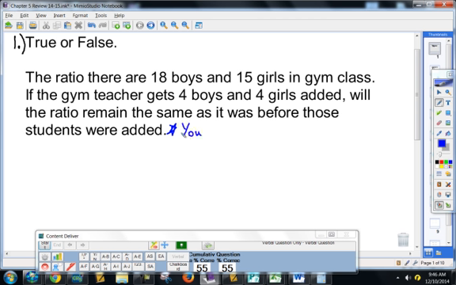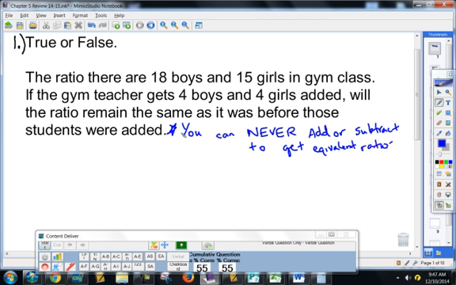We're going to say this: you can never add or subtract to get equivalent ratios. Ever. Right, guys? Never, never, never. Can't do it.